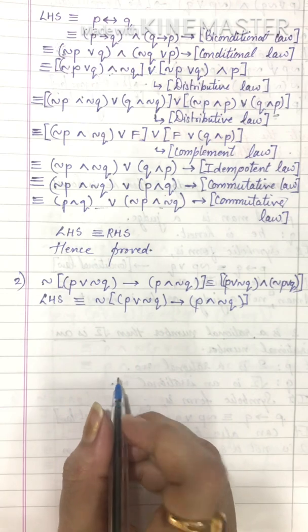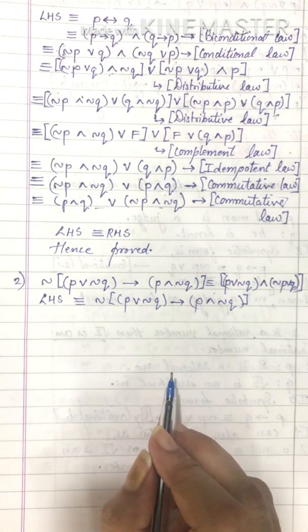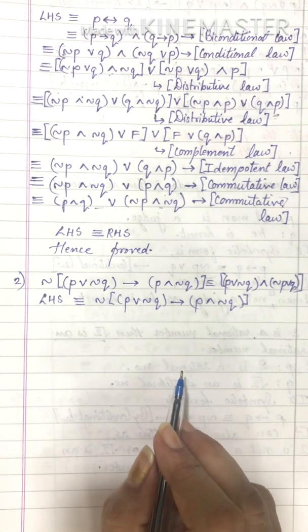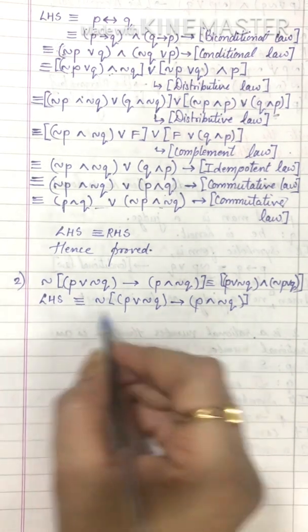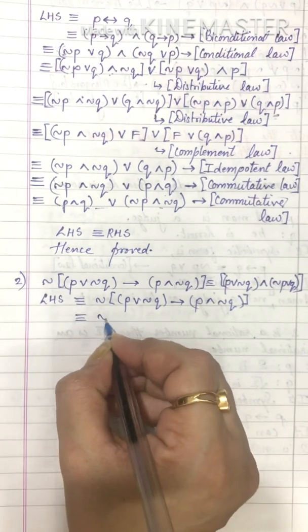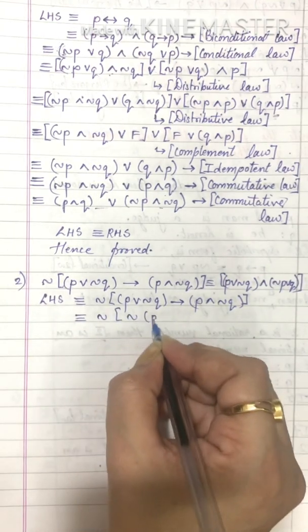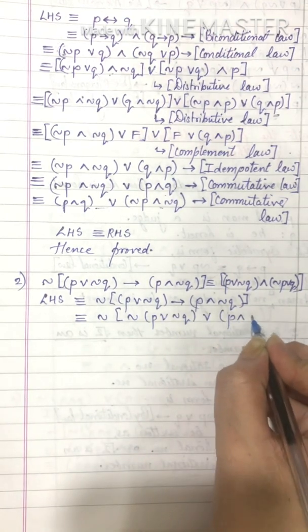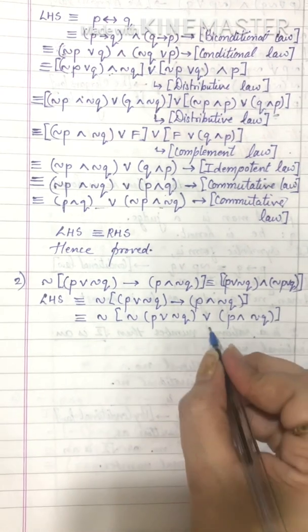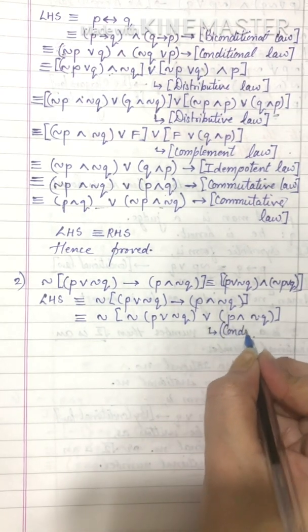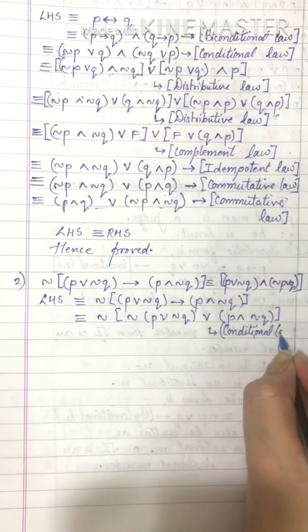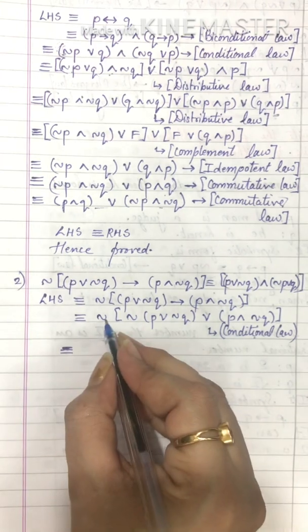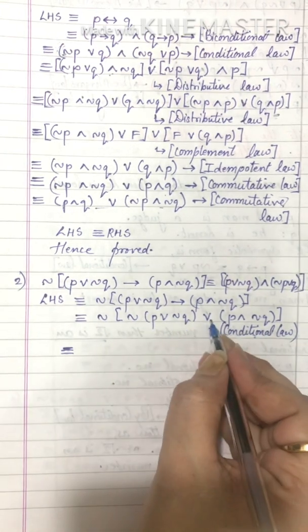Fine. Now here P implies Q. Conditional law, if you remember, P implies Q is negation P or Q. So that we will use here, and we will get negation of the first bracket or the second bracket as it is. Right? We'll write the reason, conditional law. Okay. Next step, what we get again here, negation of P or Q.